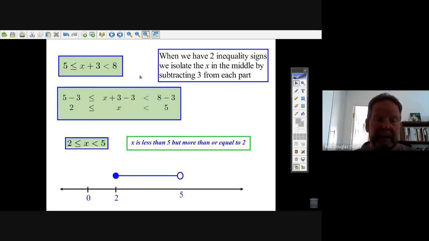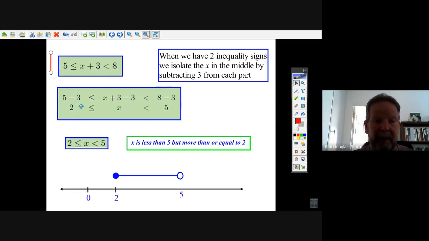Okay, let's take a look at this one. Hey, this one's got 2 inequalities. It's x plus 3 is less than 8. See how it's closed as we move this way? But x plus 3 is greater than or equal to 5. Well, we still do it like an equation, but we treat all 3 parts. We do the same thing to all 3. We'd like to get the x by itself, so we take away 3 from plus 3. We take away 3 from 8.